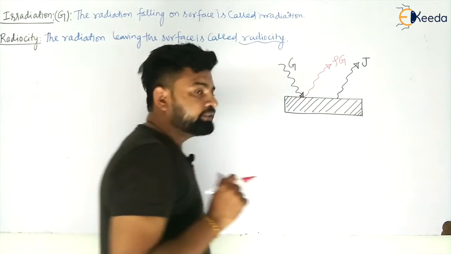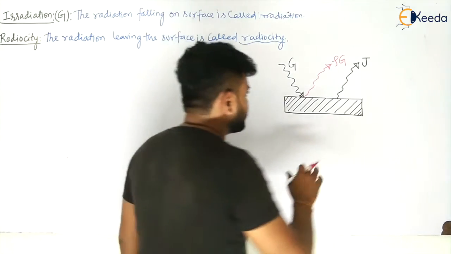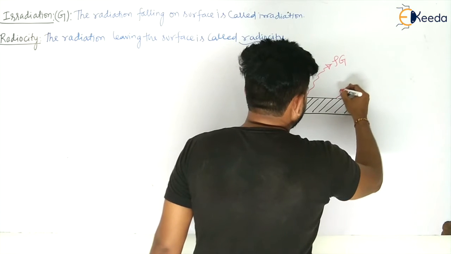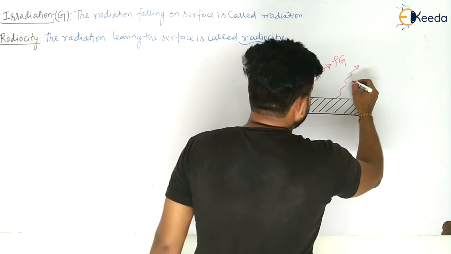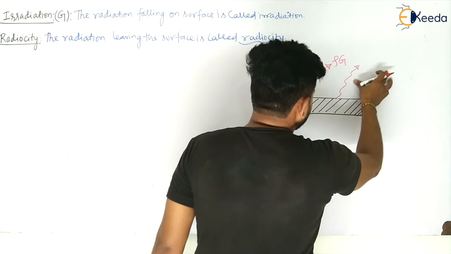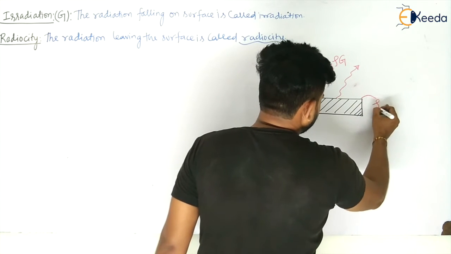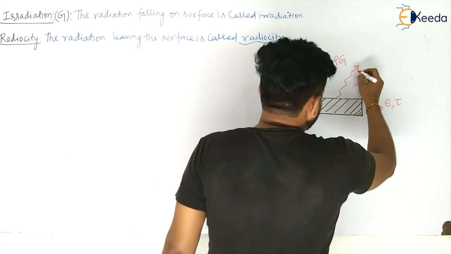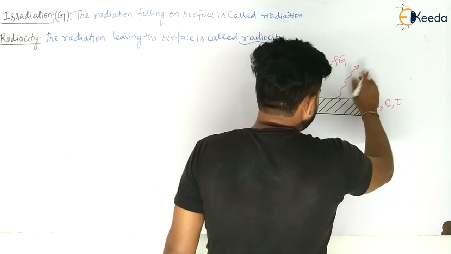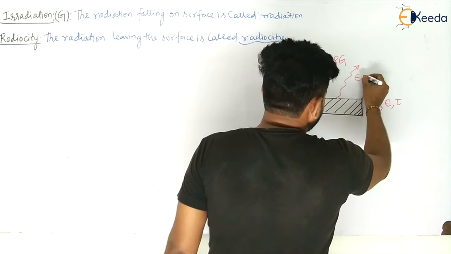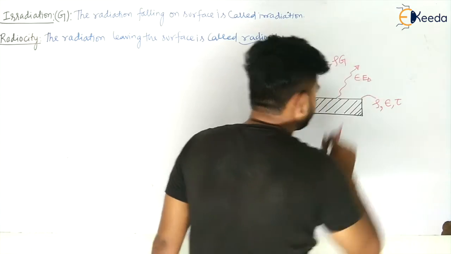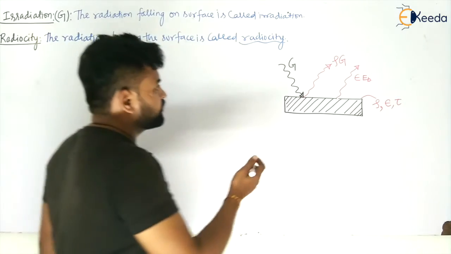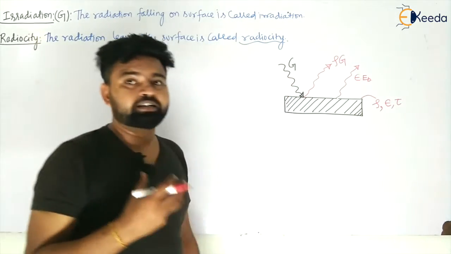And also there is a possibility that some radiation may be emitted by the surface. What will be this radiation, my dear students? This will be epsilon, that is the emissivity of that surface, into EB. If it has some reflectivity, some emissivity, some transmissivity, it will also emit some radiation, equal to epsilon into EB. Yes or no? So what will be the total radiation leaving the surface? I am calling that radiosity.